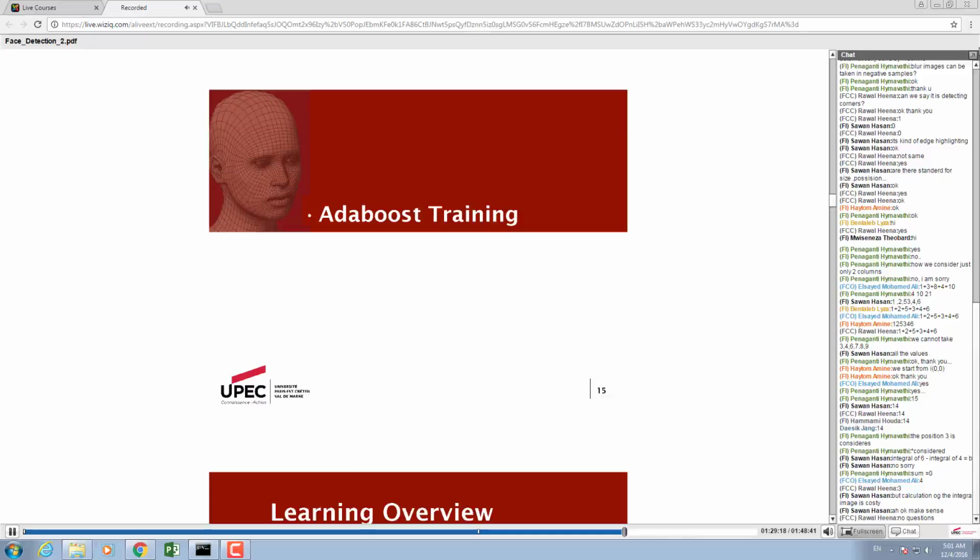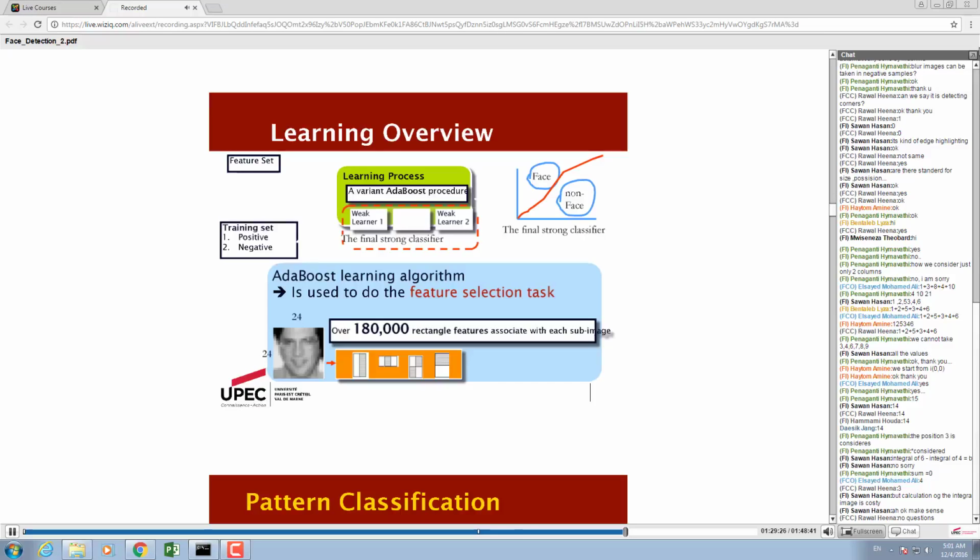So this is actually the first step. The next step is about the training, AdaBoost training. Okay, let's go to the next, AdaBoost training. I think we have about 15 minutes, so we can do some introduction today, and tomorrow we'll discuss more in detail. I'm now looking at page 16, which shows the overview of the learning process.